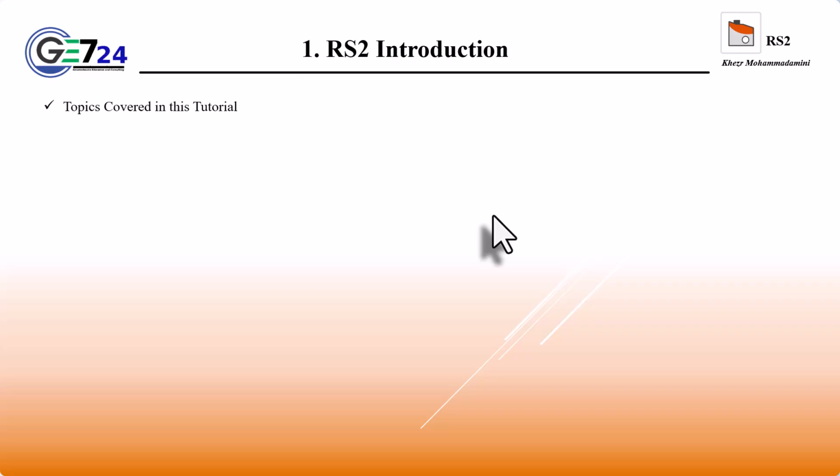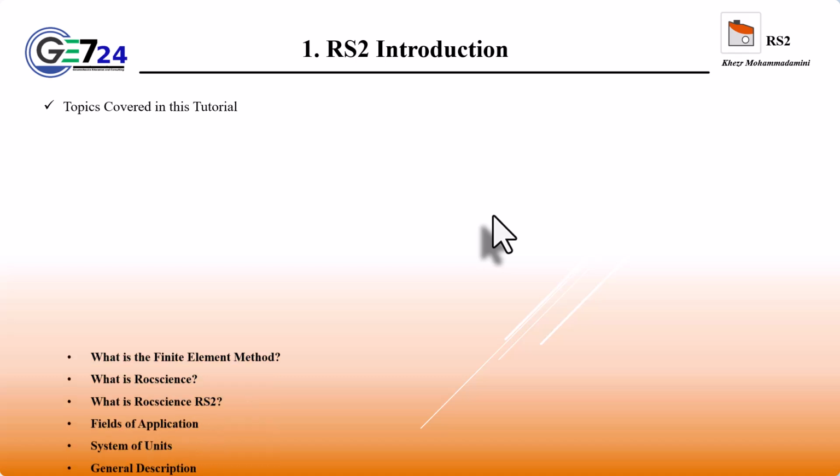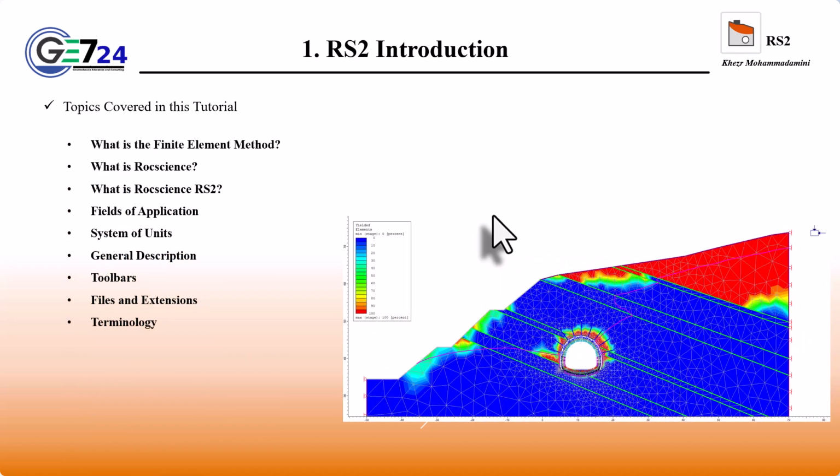In the first chapter, we have RS2 Introduction. This chapter covers: What are the finite element methods? What is Rocscience? What is Rocscience RS2? Field of application of Rocscience RS2, system of units, general description, toolbar, file and extensions, meaning the files that we import and export from this software. And we have terminology about the words in the simulations that we want to simulate with this software.